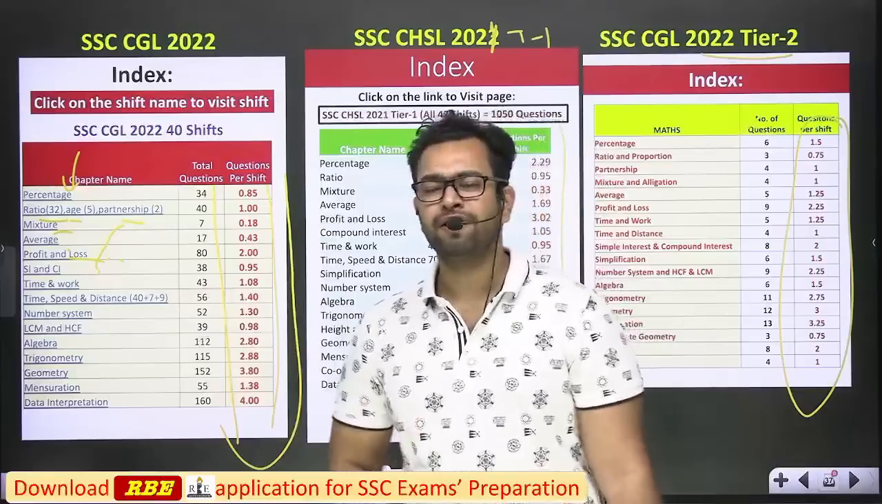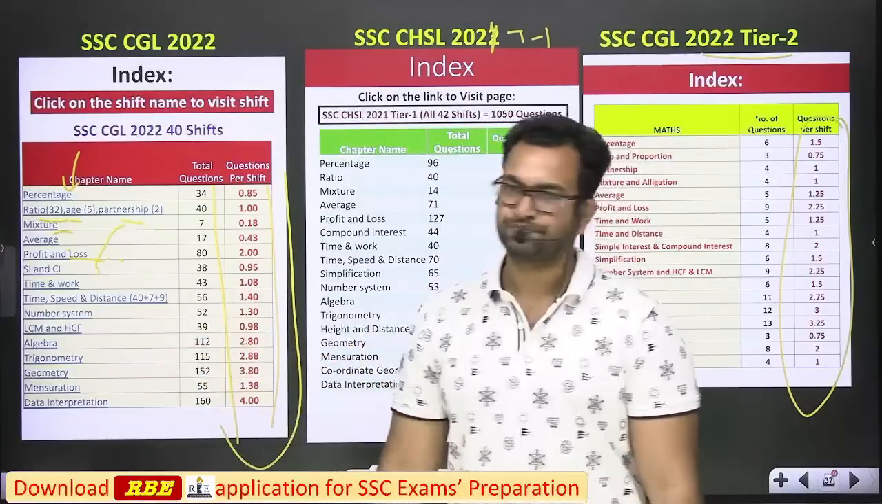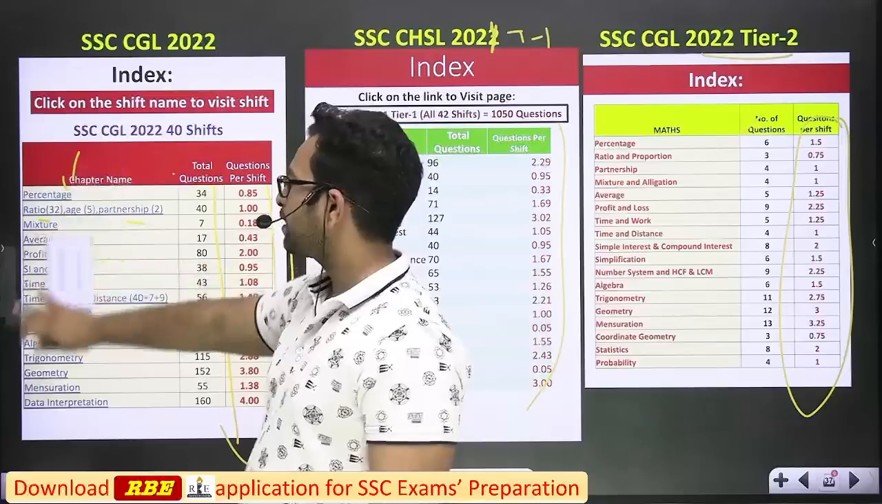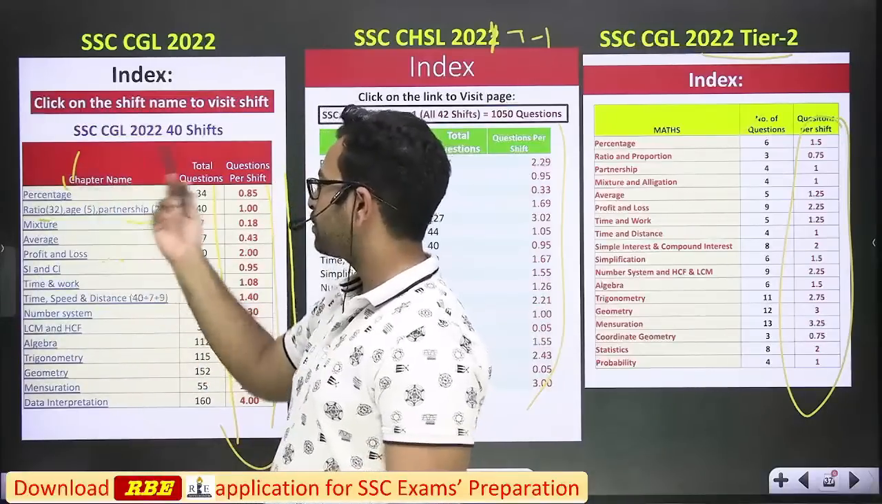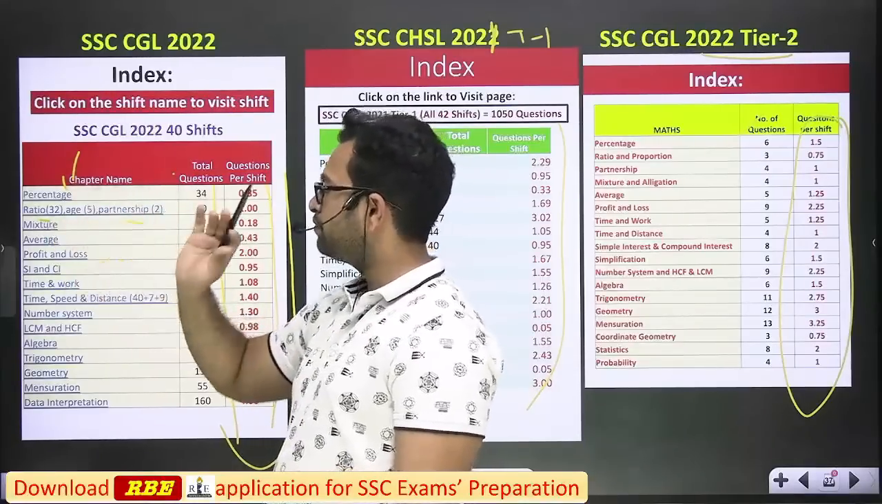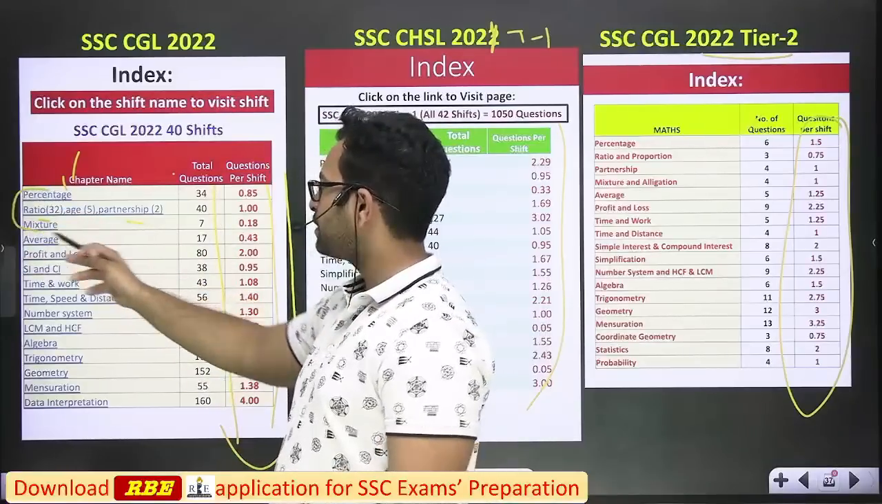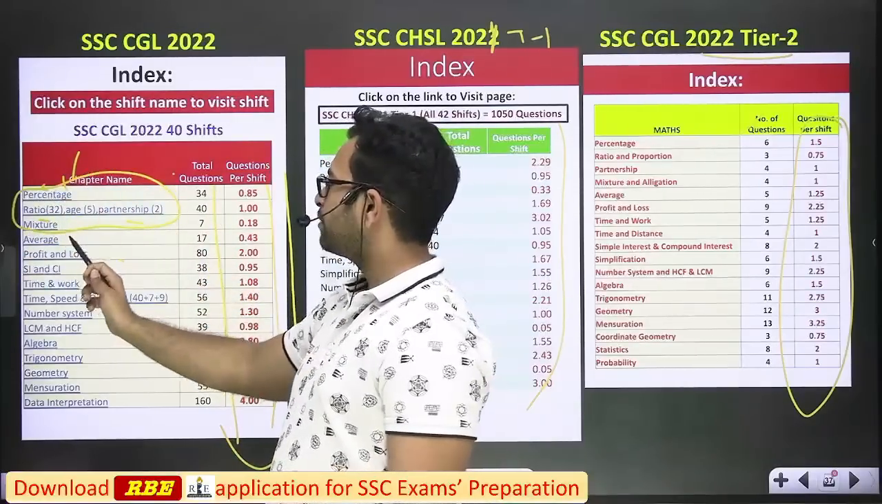Simple interest and compound interest are nothing but the applications of profit, right? So these chapters are connected. If you know the ratio, you can do partnership. If you have done ratio and partnership, you will be very comfortable in solving the questions of mixture. If you have done all the chapters, you will be comfortable in doing average.